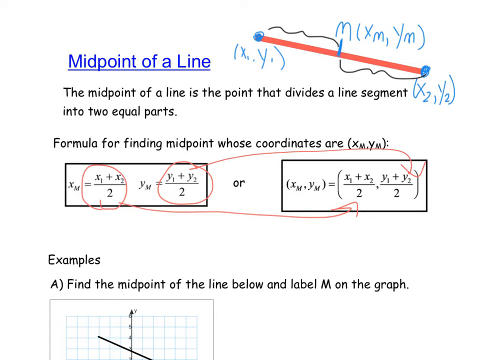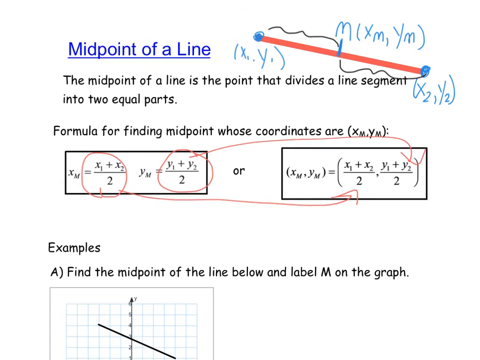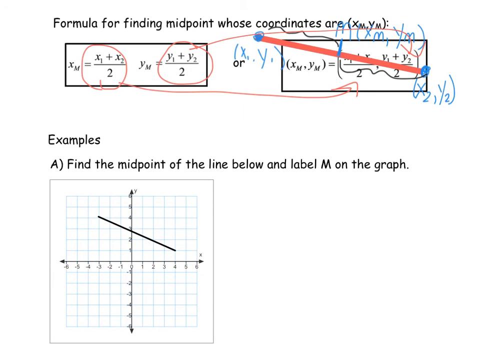Let's illustrate with an example. In this example, we're asked to find the midpoint of the line below here on the graph and label the m, that means the midpoint, label on the graph. So the first thing we need here is we need to find what are the endpoints of my graph. So we need to find these coordinates. Well, this coordinate here is 4, 1. This coordinate, -3, 4. Remember, it's always x first and then y.